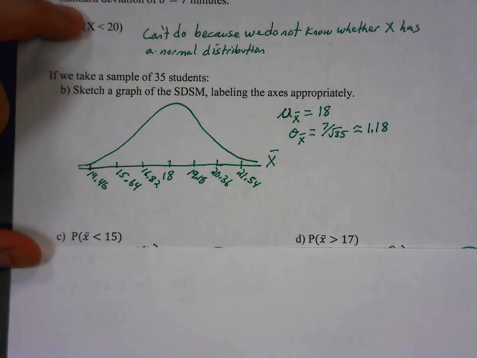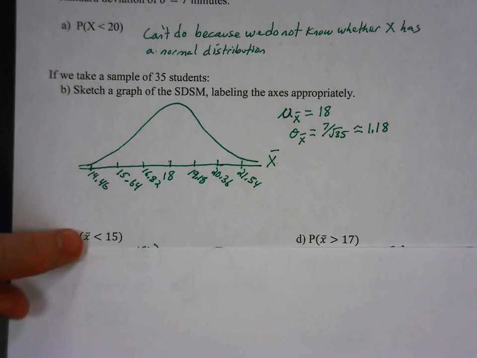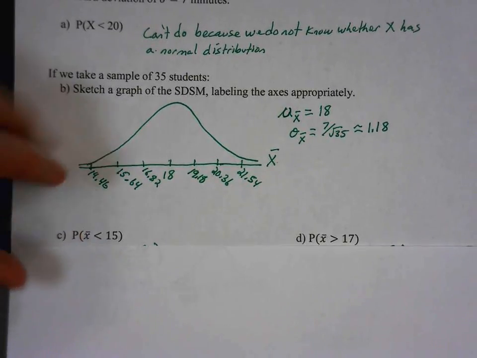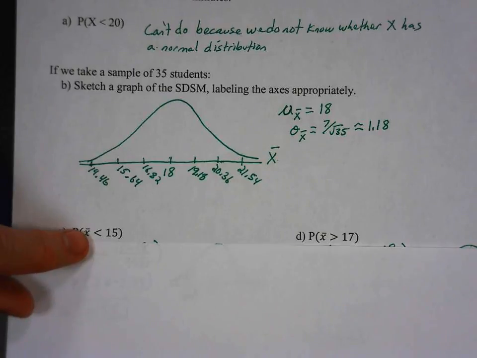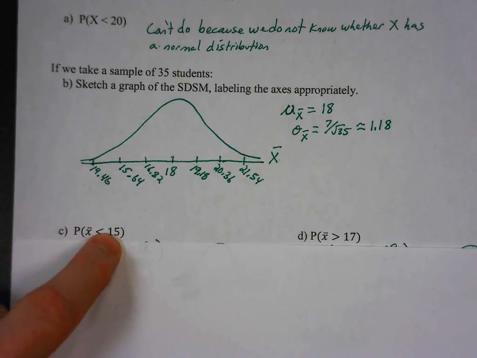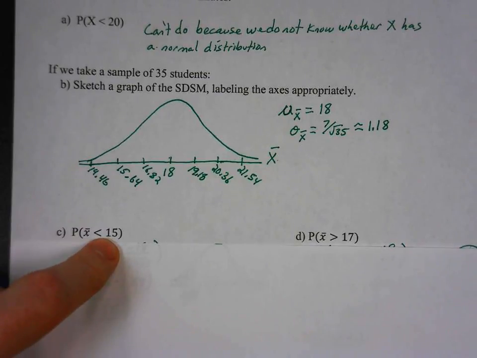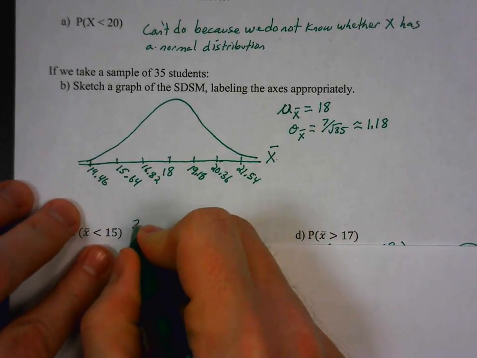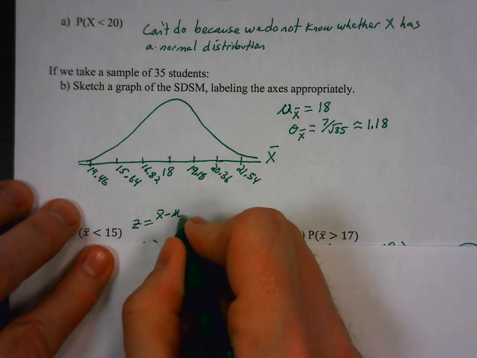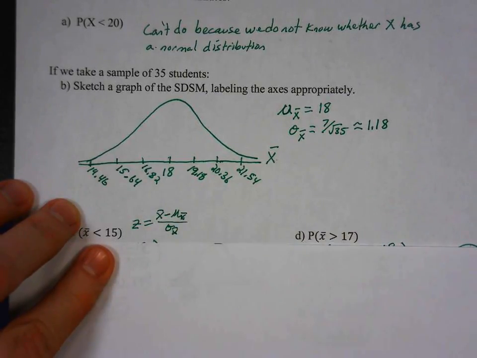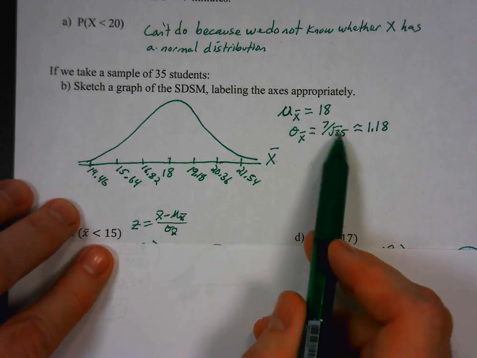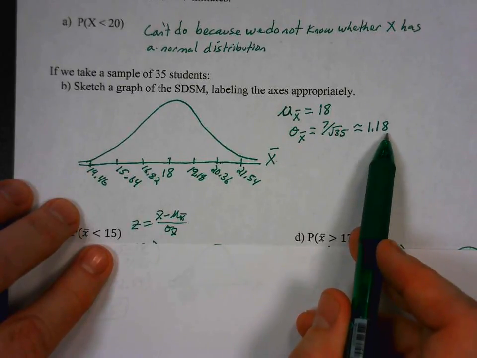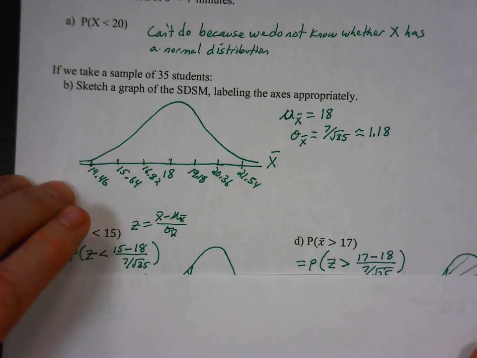So now you want to find the probability that x bar is less than 15. Well, now the question is the same thing that we've answered before. We can turn the x bar into a z-score. This is going to go very quickly, so I'm going to give you a minute to do that. Turn the x bar value of 15 into a z-score by doing z equals x bar minus mu of x bar over sigma of x bar. When you put the sigma of x bar in there, use the exact value, 7 over the square root of 35. Don't round it to 1.18. Put the exact value in there.